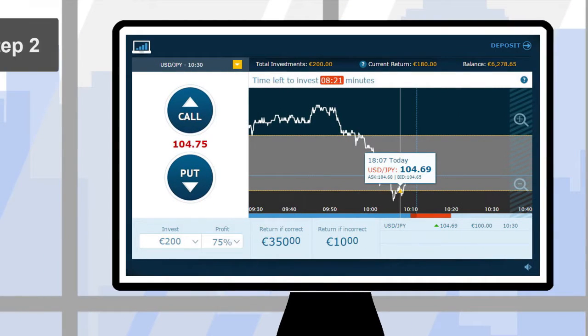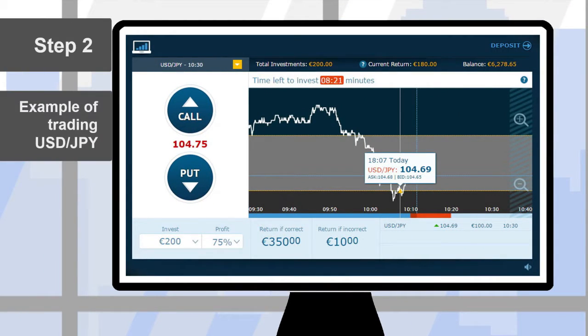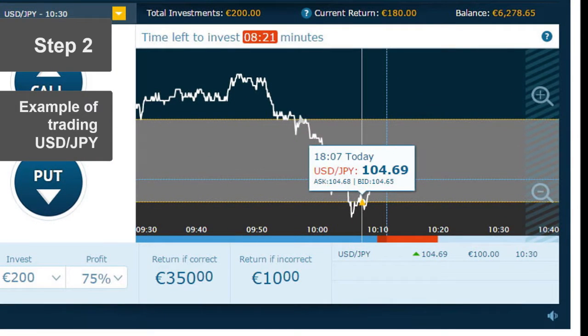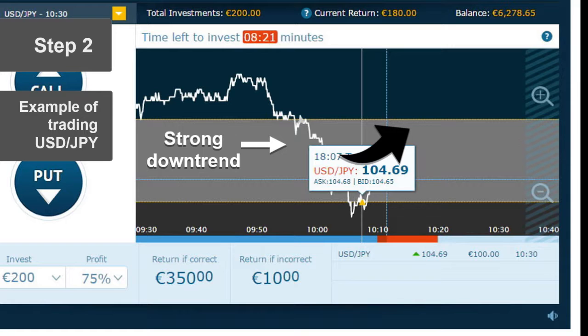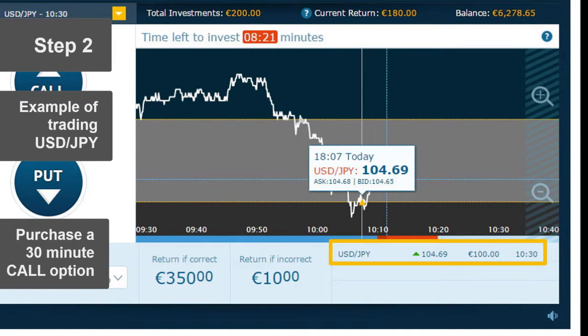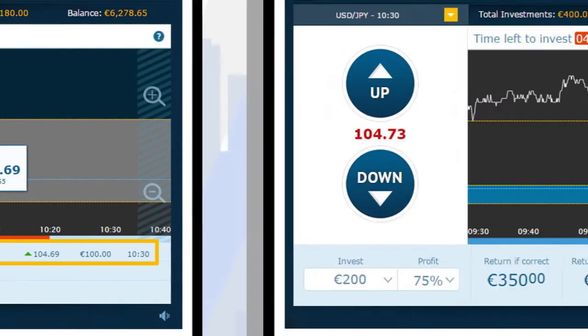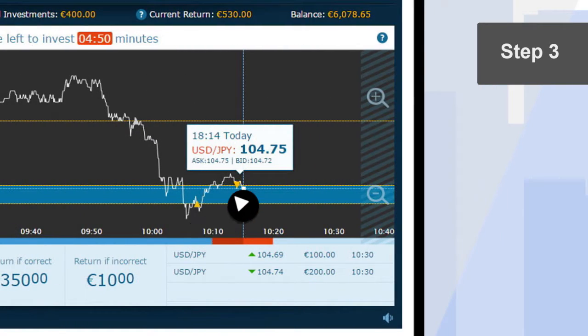Step 2. Let's assume that you have identified an opportunity in trading the US dollar Japanese yen. You determine that the price of the pair is likely to rise after a strong downtrend. To take advantage of this situation, you purchase a 30-minute call option priced at 104.69 at the bottom of the price trend. Step 3. As predicted, the price begins to rise not long after you purchased your call option.